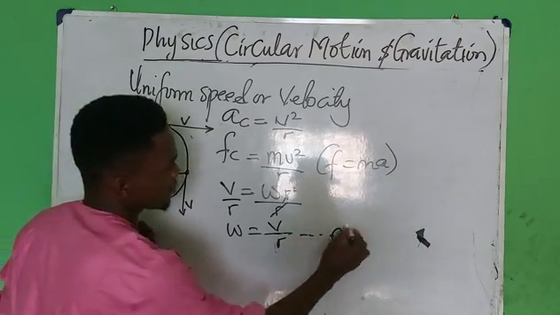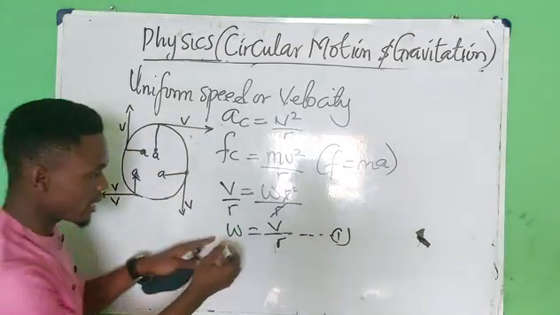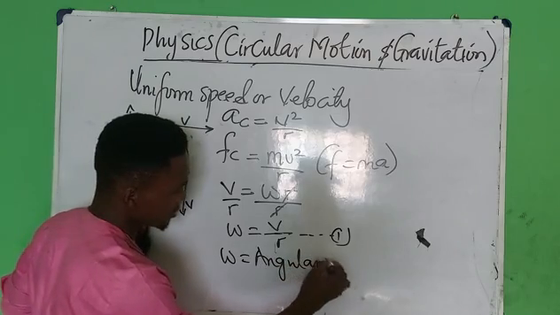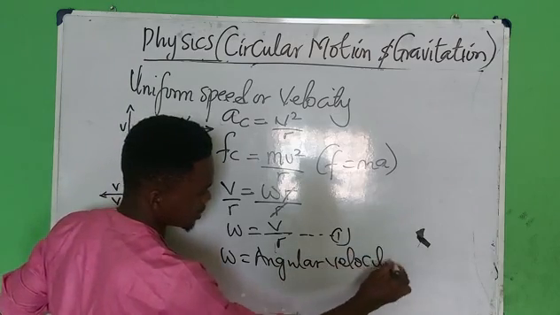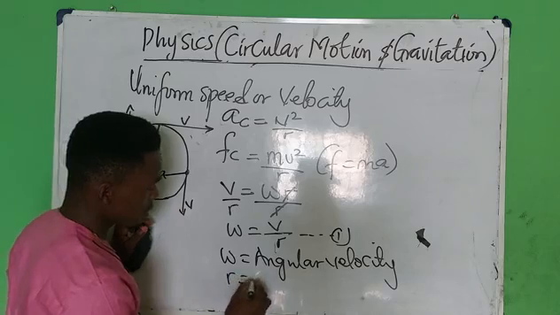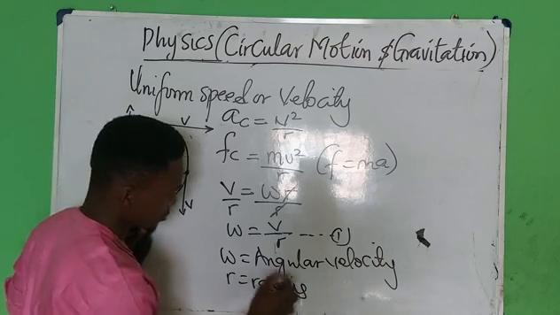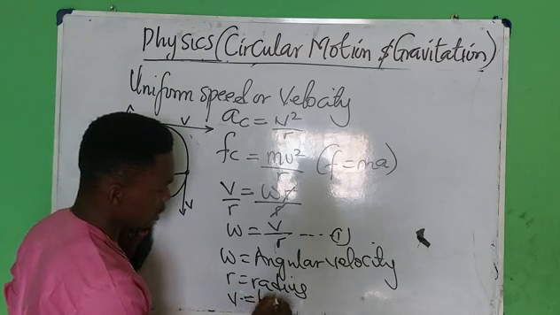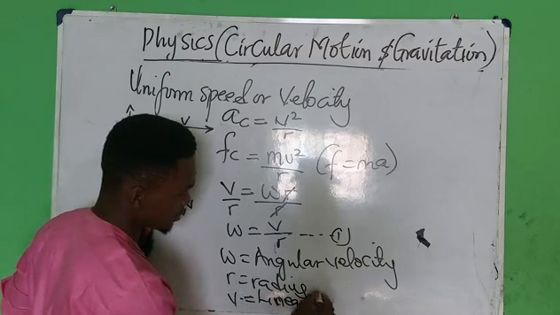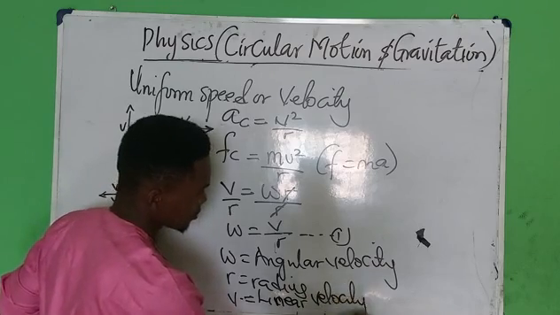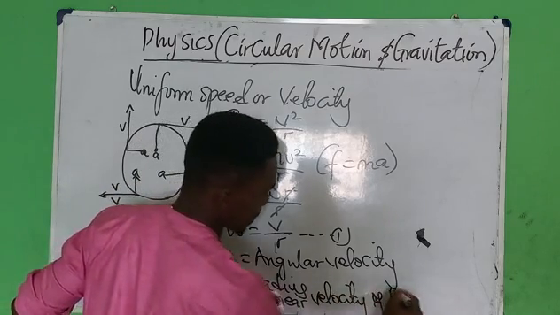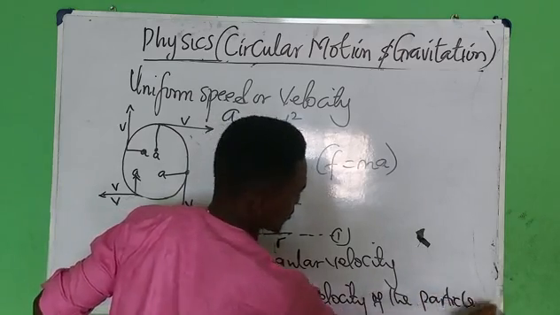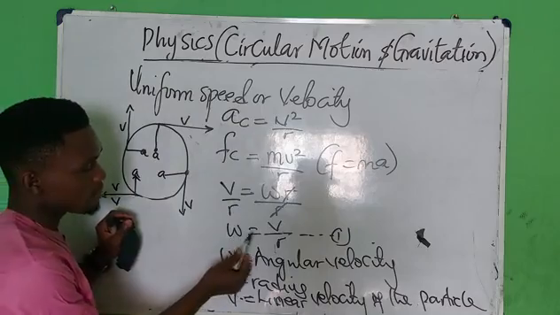So this sign here, w, is the angular velocity. r is the radius, and v is the linear velocity of the particle. Don't take the angular velocity for the linear velocity.